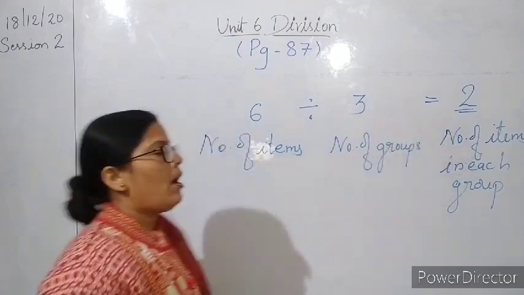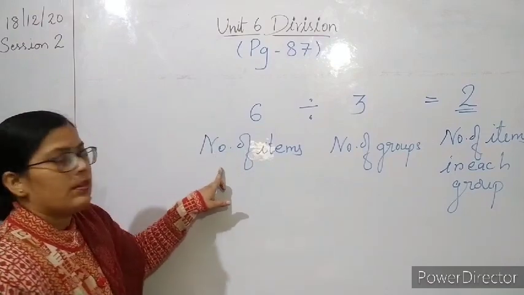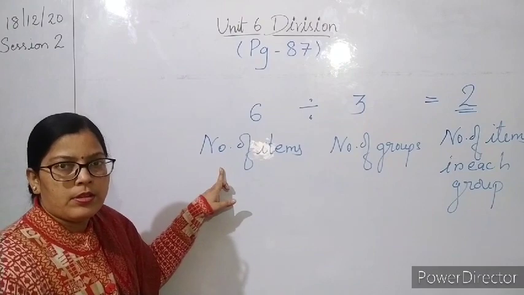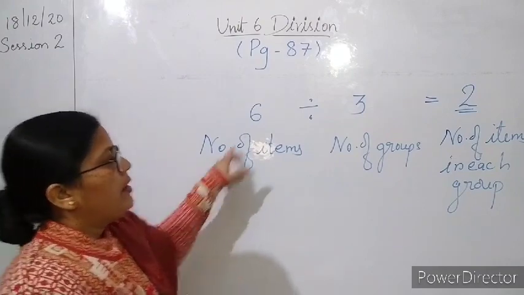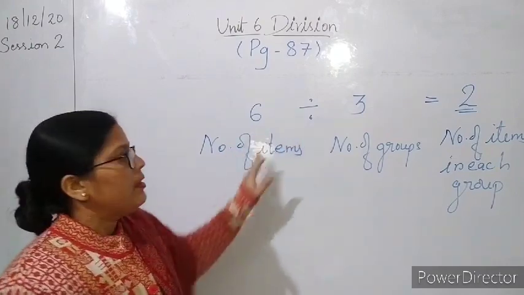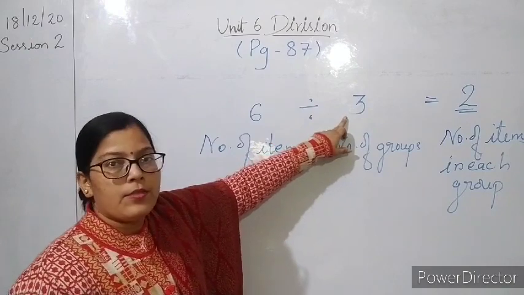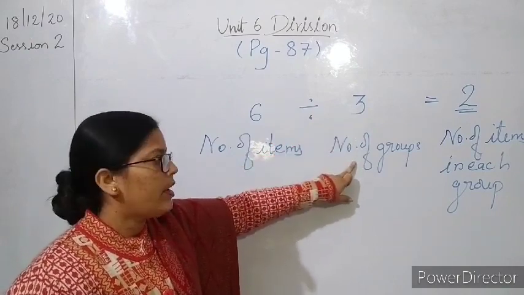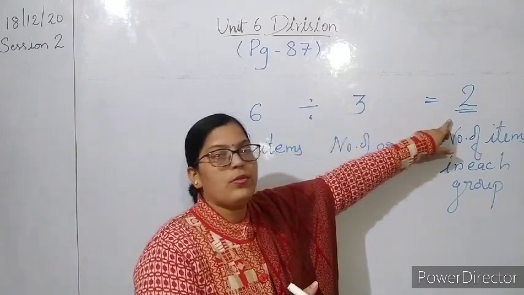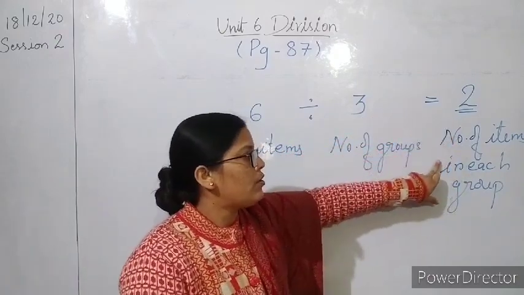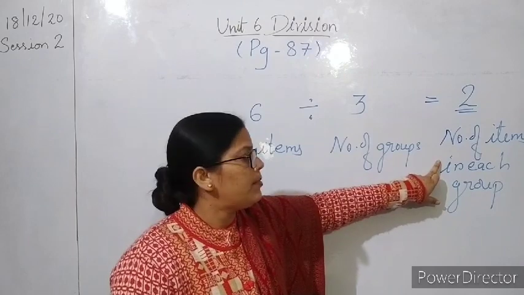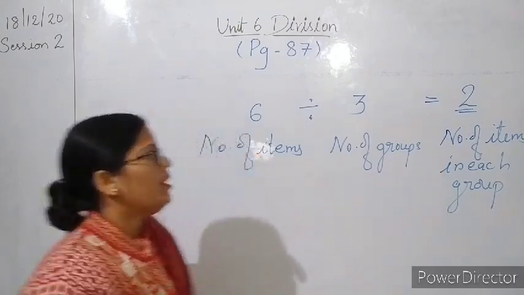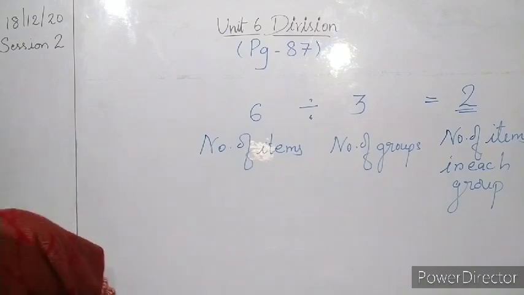Now, what is the dividend? What do we write in the dividend? It is the total number of items. Then what is 3? It is the divisor. What is the divisor? The divisor is the number of groups. And here what is 2? It is the quotient. And what is the quotient? It is the number of items in each group. So now let's solve the question.